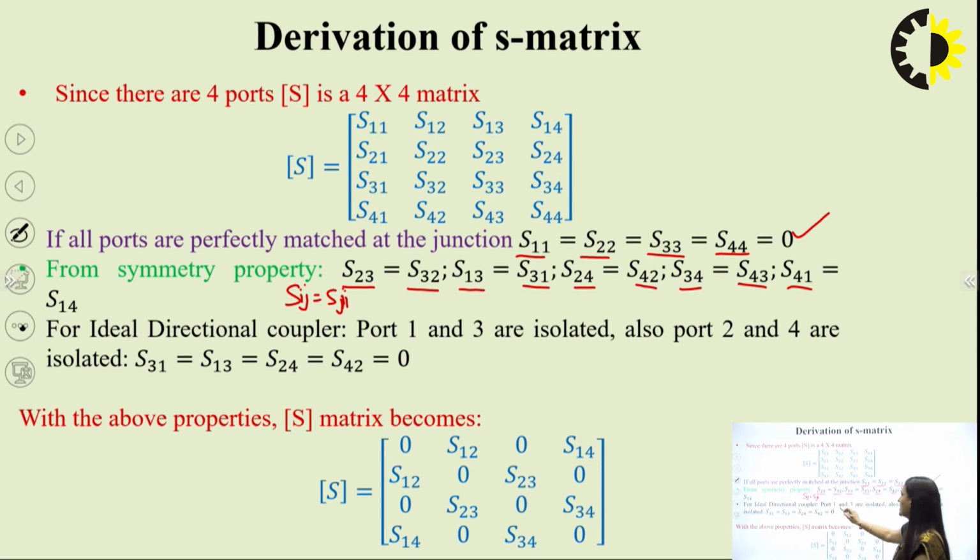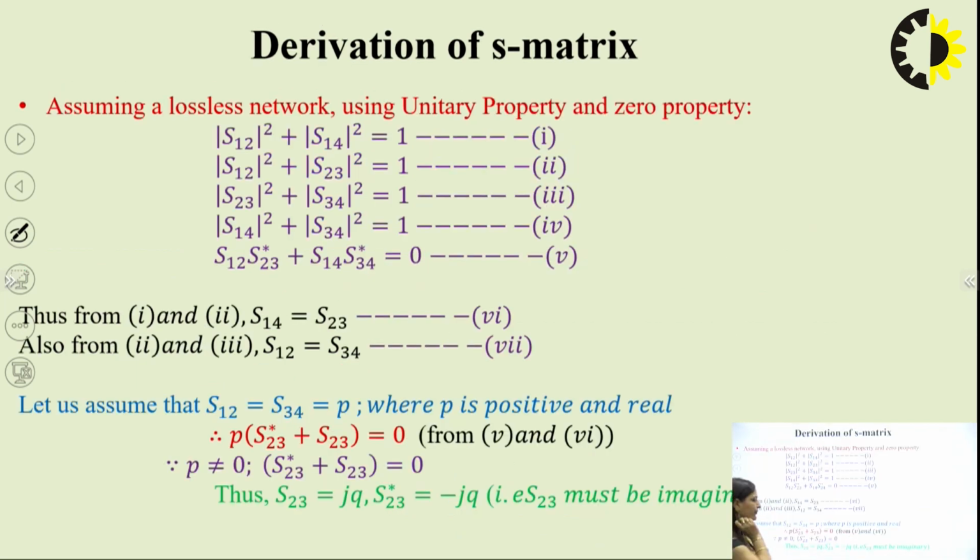It means port 1 and 3 are isolated. It means S31 is equal to S13. And again, port 2 and 4 are isolated. It means S24 is equal to S42. So this S matrix can be rewritten with S11 as 0, S12, S13 as 0, S14, then S12, 0, S23, 0, then 0, S23, 0, S34, then S14, 0, S34, and 0.